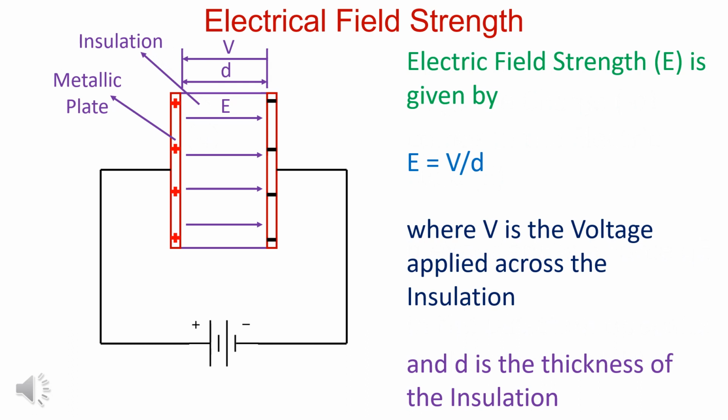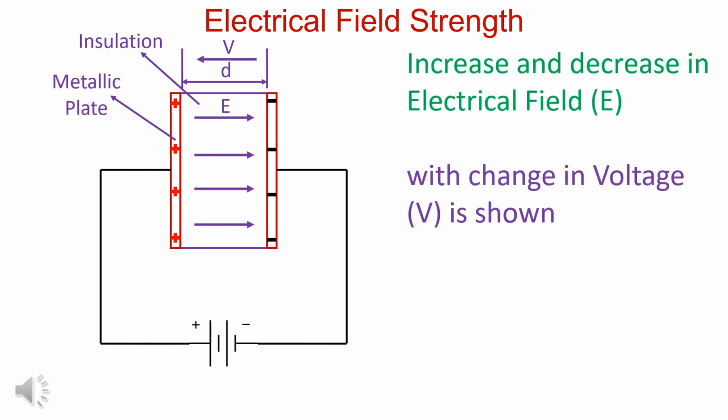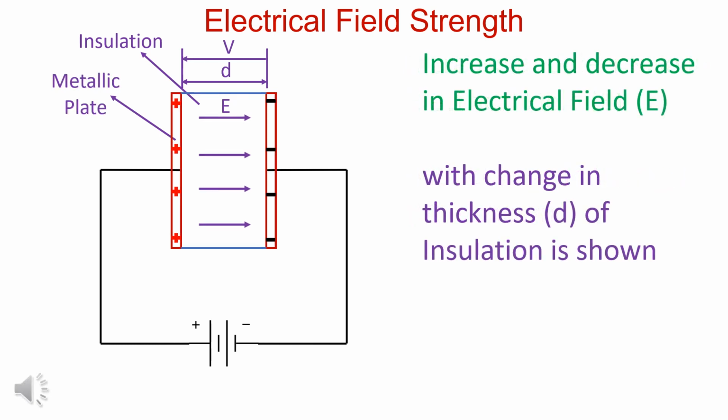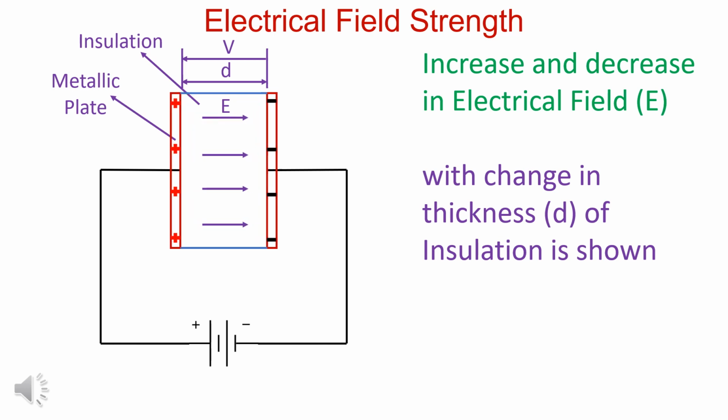Electric field strength E is equal to V by D, where V is the applied voltage and D is the thickness of the insulation. Electric field strength E increases with the increase in the voltage and vice versa. Electric field strength decreases with increase in the thickness of the insulation and vice versa.